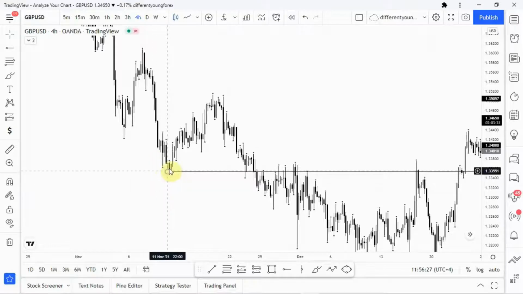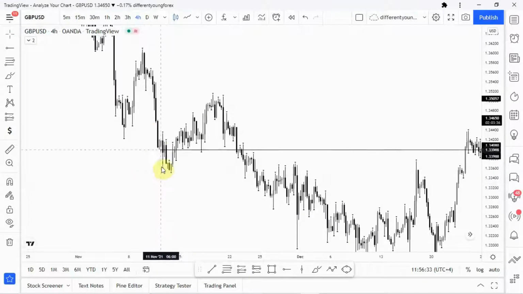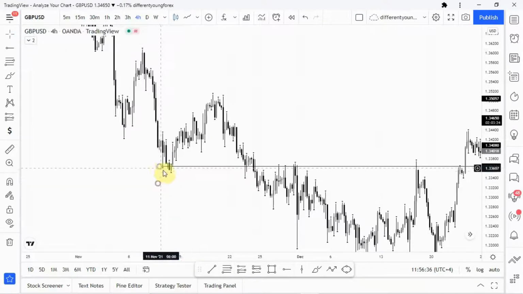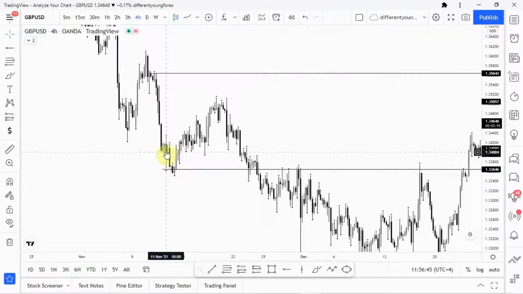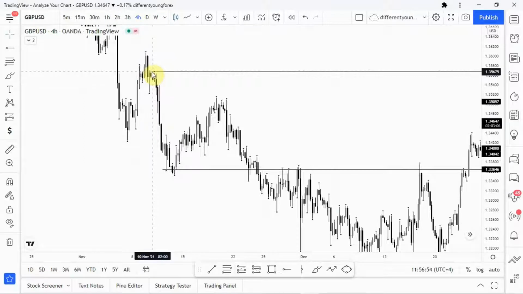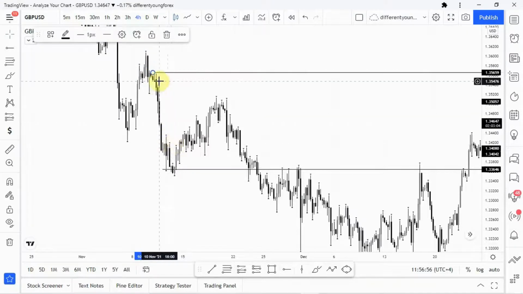And to look for our 4H high, we need to see the closest fractal high. So let me use this one. As we can see here, the closest fractal high will be around this level. If this is the low, this can be the high, because this is a fractal high, but we cannot use the same candle, so the closest one is right here, and this is our bearish range, the 4H bearish market structure.